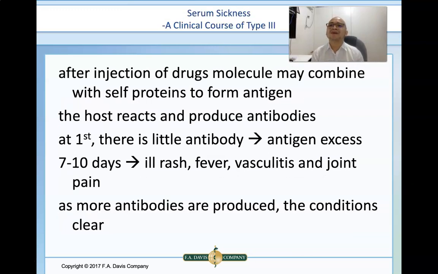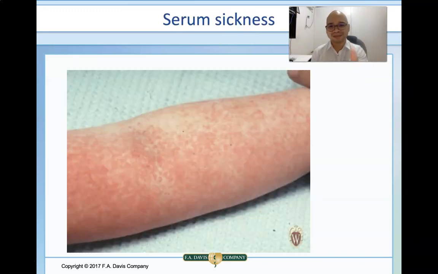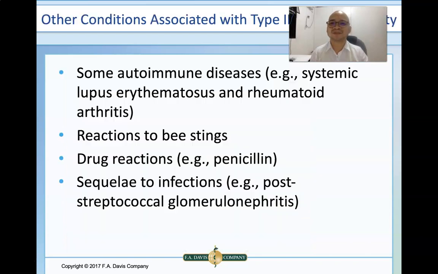Okay? So, after injection of a drug molecule, it may combine with self-proteins to form antigen. The host reacts and produces antibodies. First, there is little antibody, so there's an antigen excess. After 7 to 10 days, ito na nga yung signs: rash, fever, vasculitis, and joint pain. Good thing about it is that as more antibodies are produced, the condition will eventually be cured. Okay, so these are the things that we need to undergo in cases of receiving passive immunization from animal antibodies. So this is another common manifestation of serum sickness.